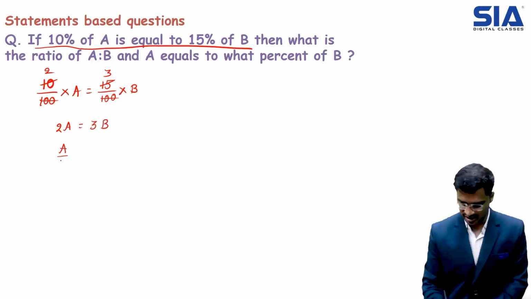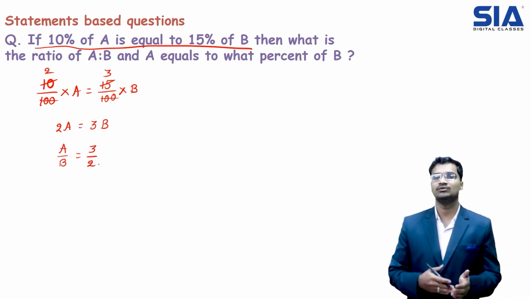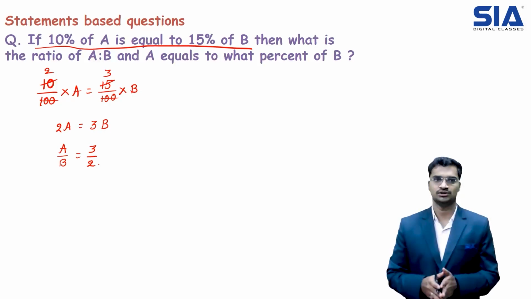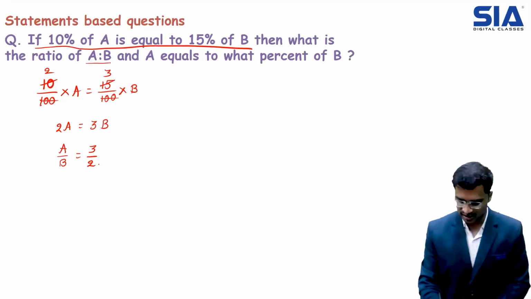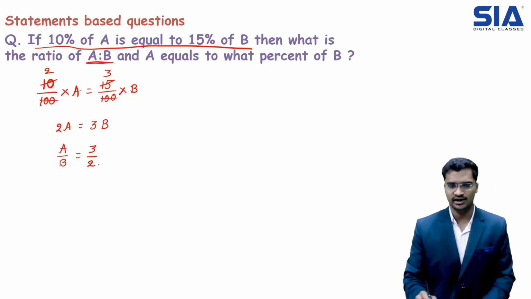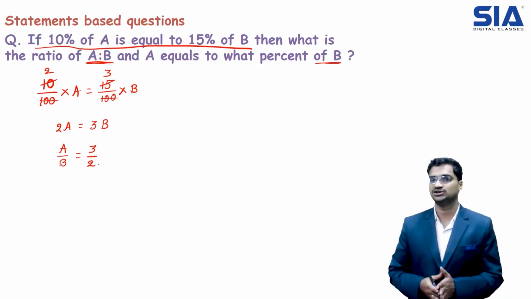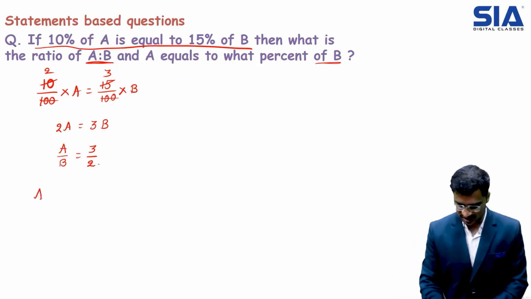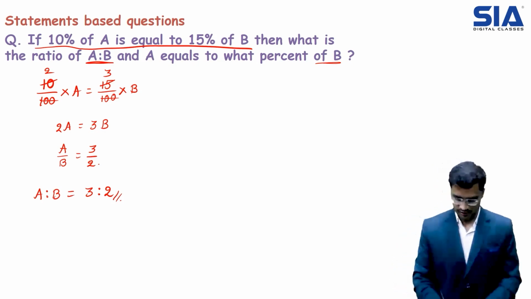Then A upon B is equal to 3 upon 2. A upon B is what? 3 upon 2. Let us see what he is asking in the question. We have to find the ratio of A to B, and A equals what percentage of B? So from this I can say that the ratio of A to B is 3 to 2. The ratio of A and B is 3 to 2.